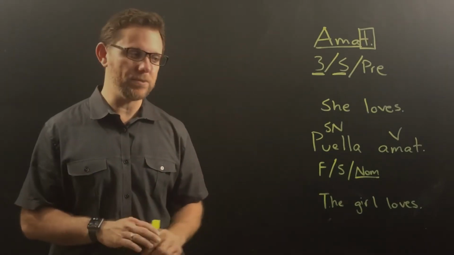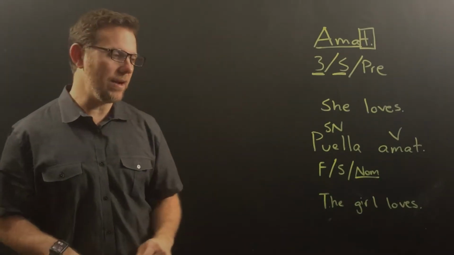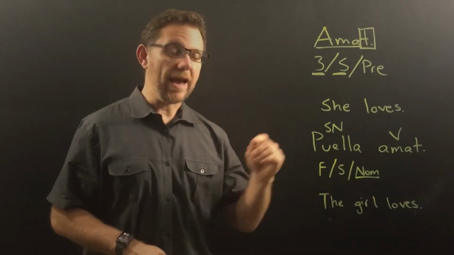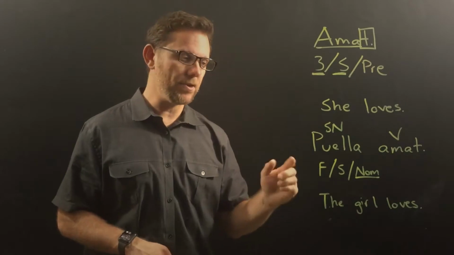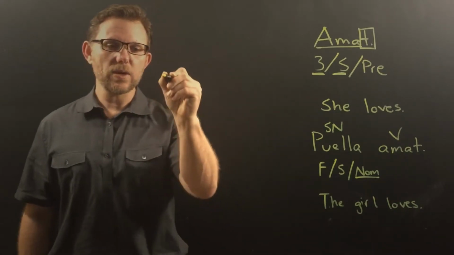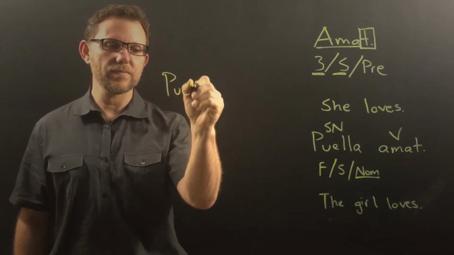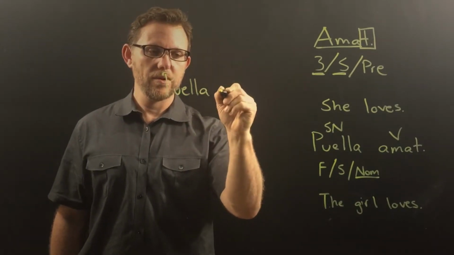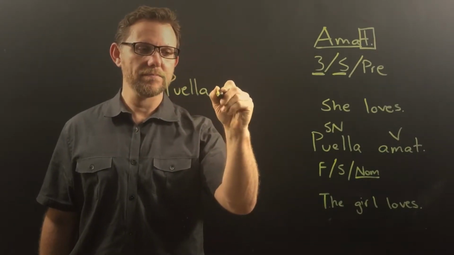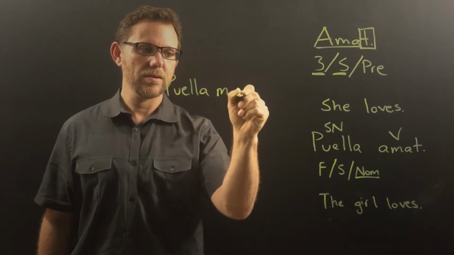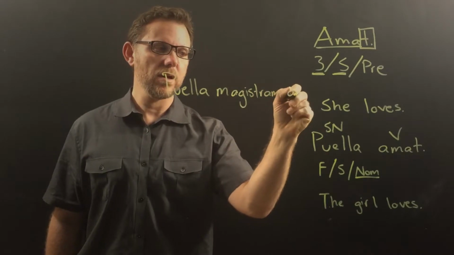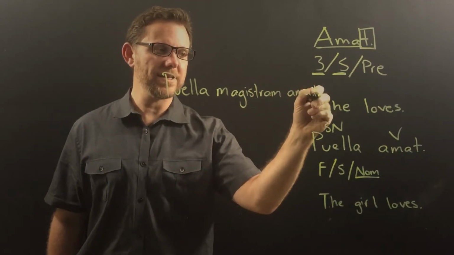Now, to add one more element, let's consider what a sentence would look like in Latin if we had a direct object. Now, we've said in other videos that we use a nominative case ending for the subject of a sentence, and we use an accusative case ending for the direct object of the sentence. So if I came across a sentence that looked like this, Puella magistram amat.